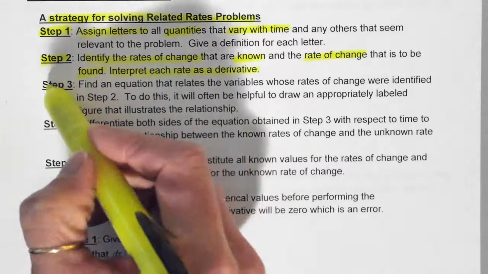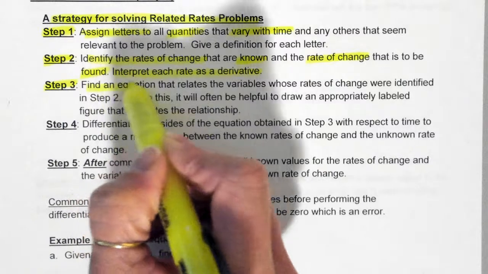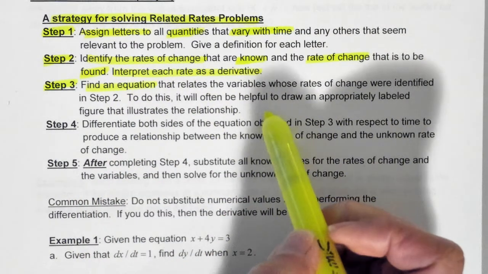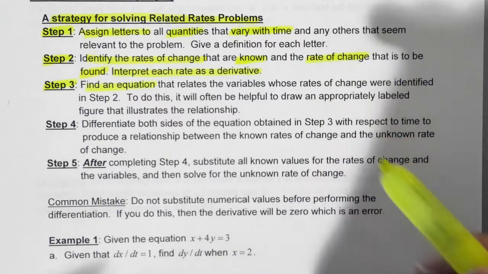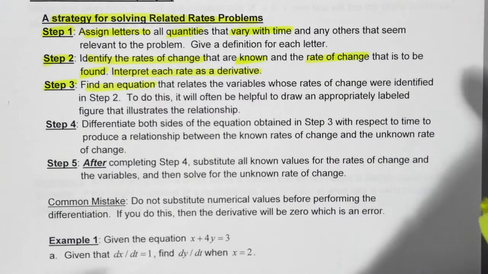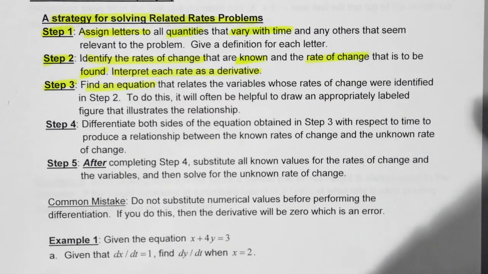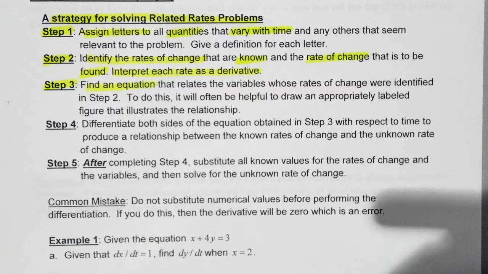In the third step, you're going to find an equation that relates the variables whose rates of change were identified. Okay, and sometimes you're going to have to draw a figure for this. So up on the board, I have 5 common formulas. It's a good idea, not right now, but you can take Post-its out of the supply boxes, write these formulas on a Post-it, otherwise you're going to be looking them up.